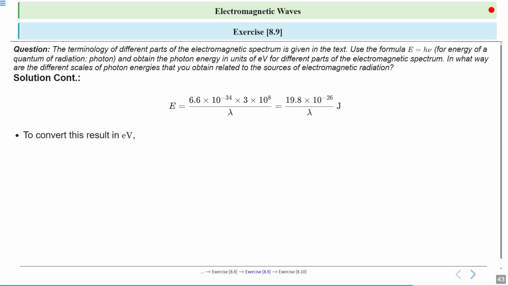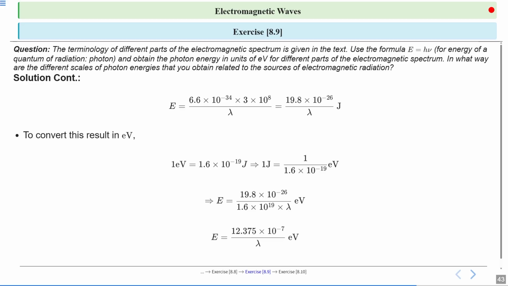Now we have to convert it into electron volt. So what is an electron volt? 1 electron volt is equal to 1.6 into 10 power minus 19 joule. Therefore 1 joule will be equal to 1 upon 1.6 into 10 power minus 19 electron volt. So a joule is converted into electron volt by dividing by 1.6 into 10 power minus 19. So the energy will be equal to 12.375 into 10 power minus 7 electron volt.